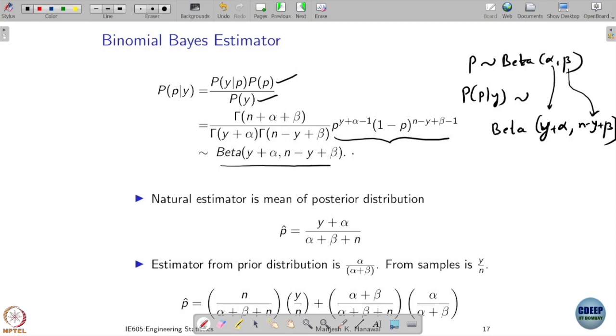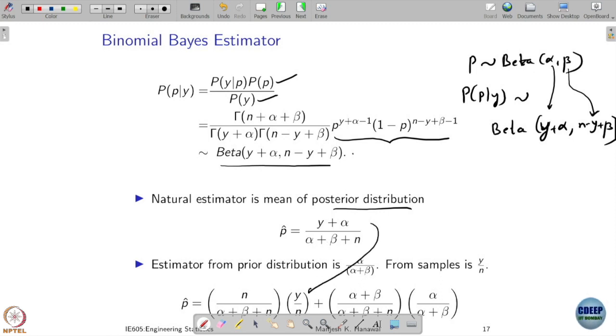And now what is the value of the parameter estimator you want to take? Maybe one possibility is, you have this new distribution, take the mean value of that posterior distribution as your estimation for p. And what is the mean value of this new estimator? It is y plus alpha over the sum of these two, that is alpha plus beta plus n.